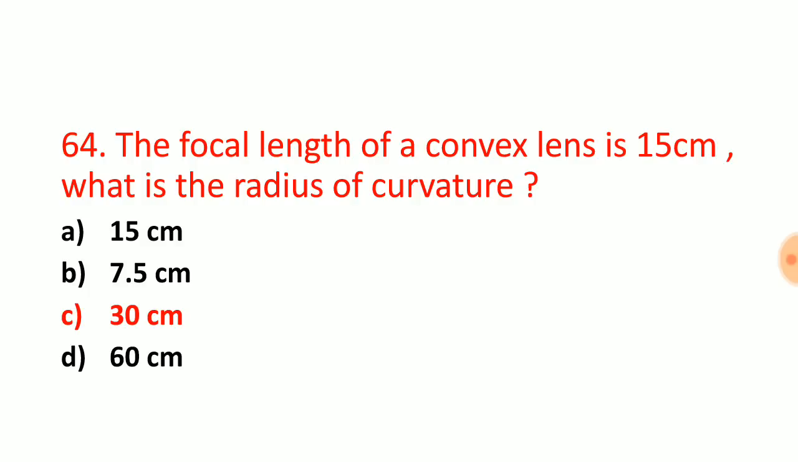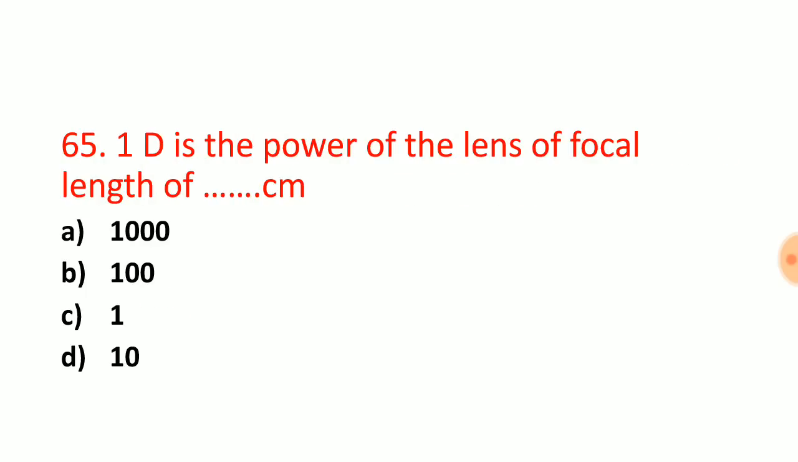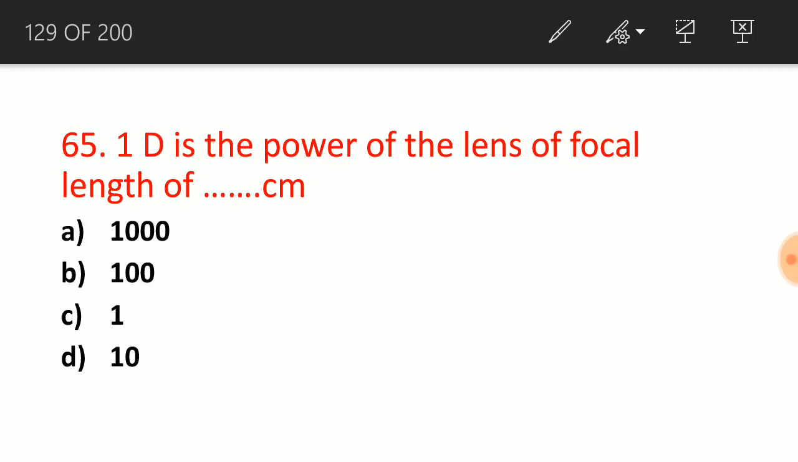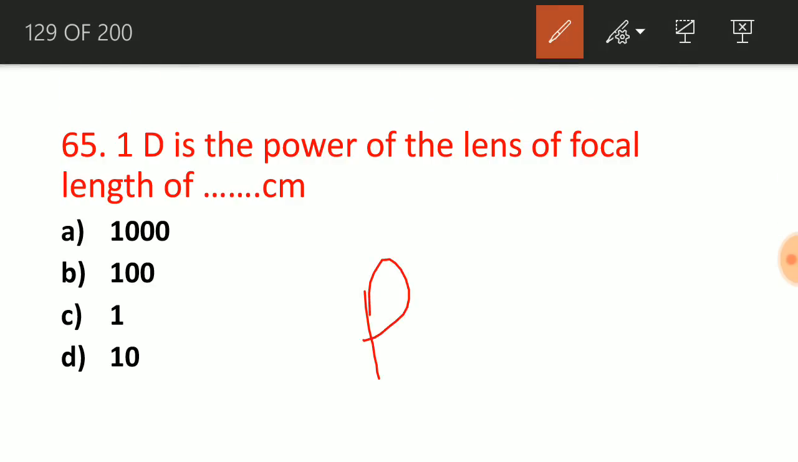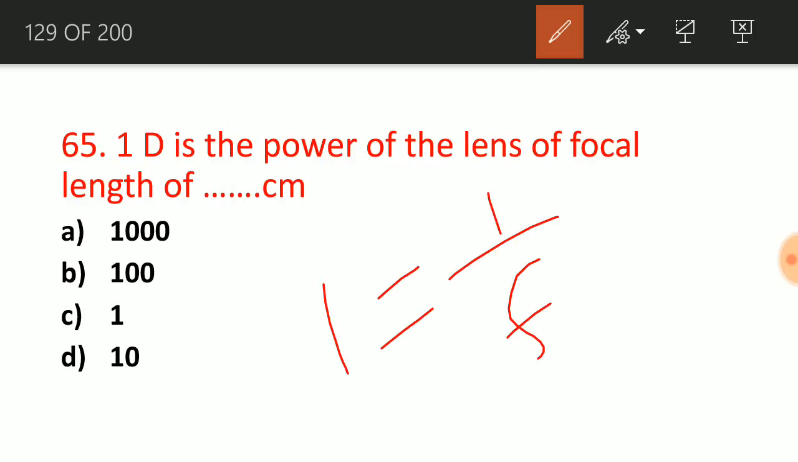Radius of curvature is double the focal length, that is 30 centimeter. Question number 65. One diopter is the power of a lens for this focal length in centimeter. We know that power is equal to 1 upon focal length. If power is 1 diopter, then we can use this formula: 1 is equal to 1 by f. If we do this, then f is 1, but this is 1 meter.